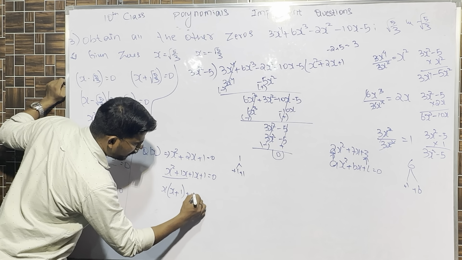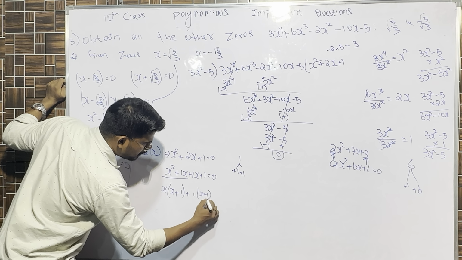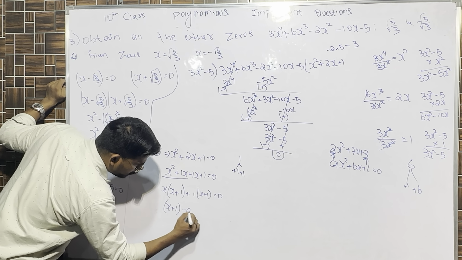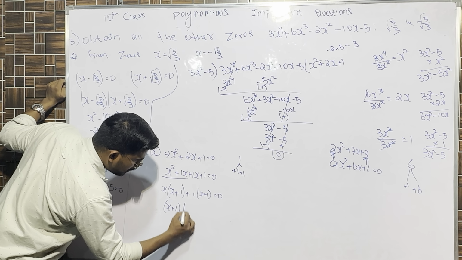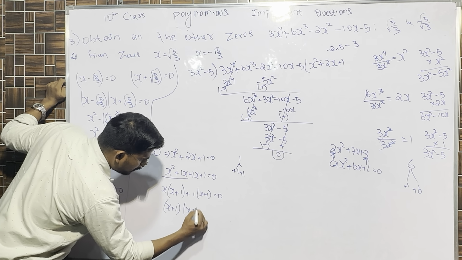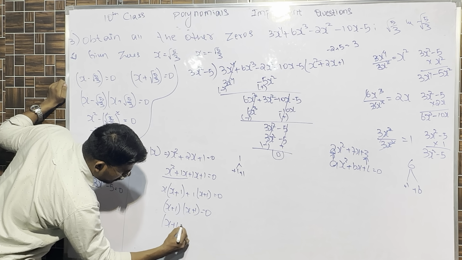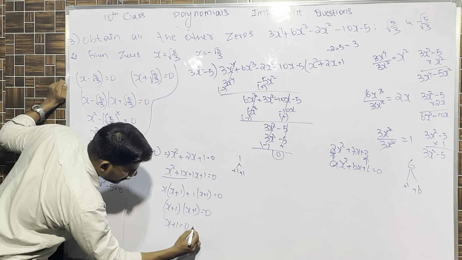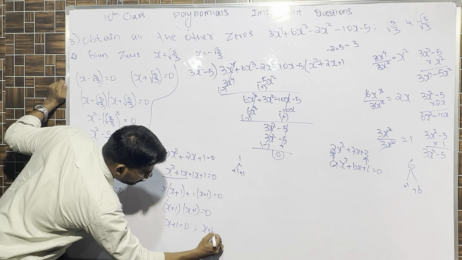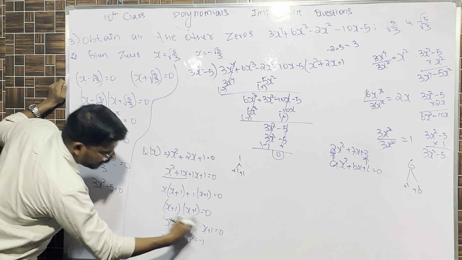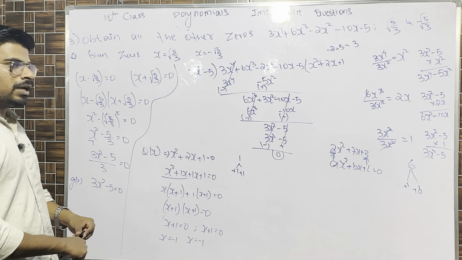From here also, if I take 1 common, this is x plus 1 is equal to 0. Do not write like that. Next one more step will write: x plus 1 is equal to 0. Give 0 to both of the terms. X plus 1 is equal to 0, comma, again x plus 1 is equal to 0. X is equal to minus 1, x is equal to minus 1. Plus 1 is transferred to that side, it becomes minus 1.